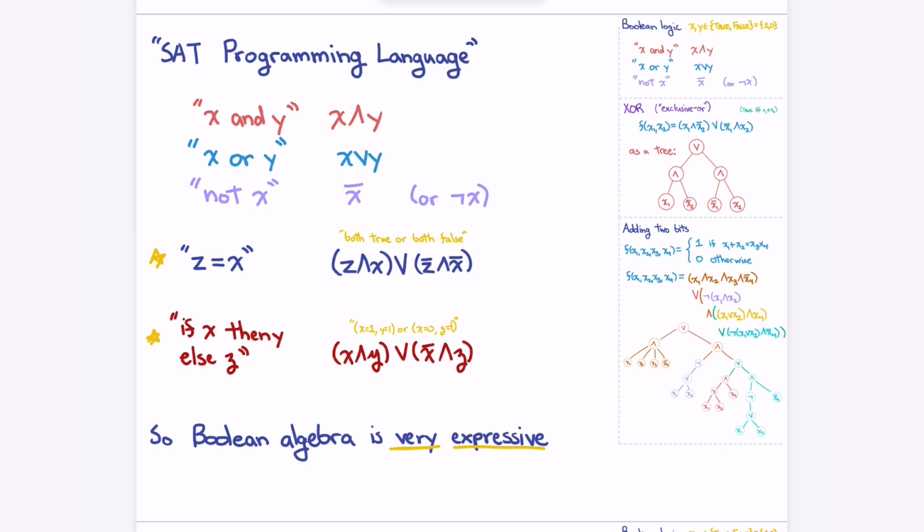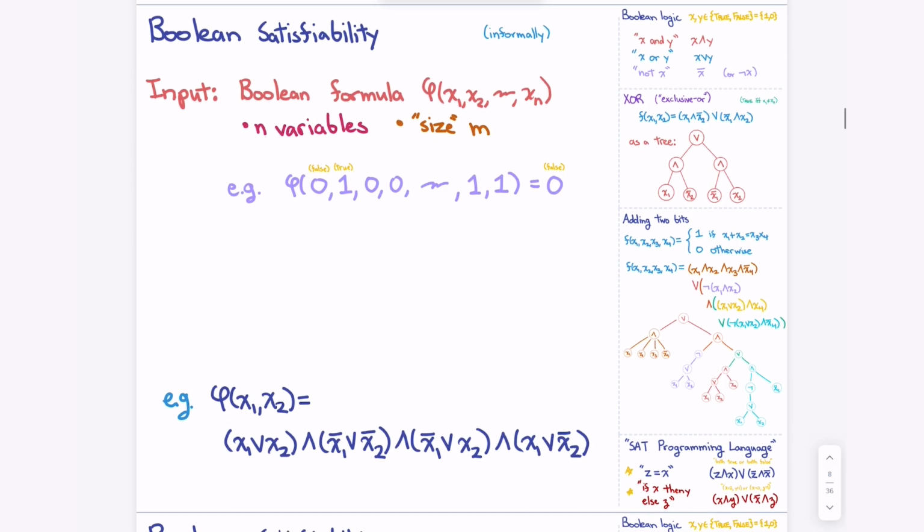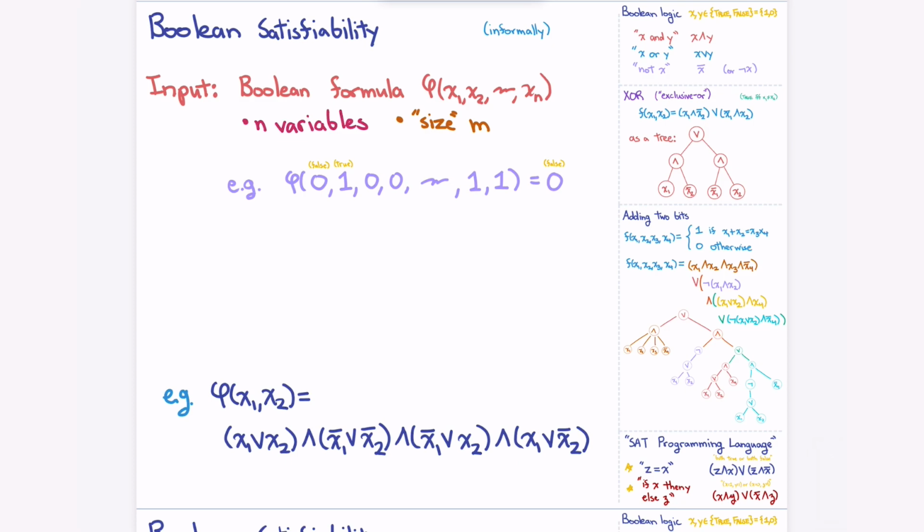Okay. So let me introduce then the problem we'll look at next time. It's a very simple problem. You're given as input a Boolean formula with n variables and total size m. So just count up all the symbols or something as size m, say.